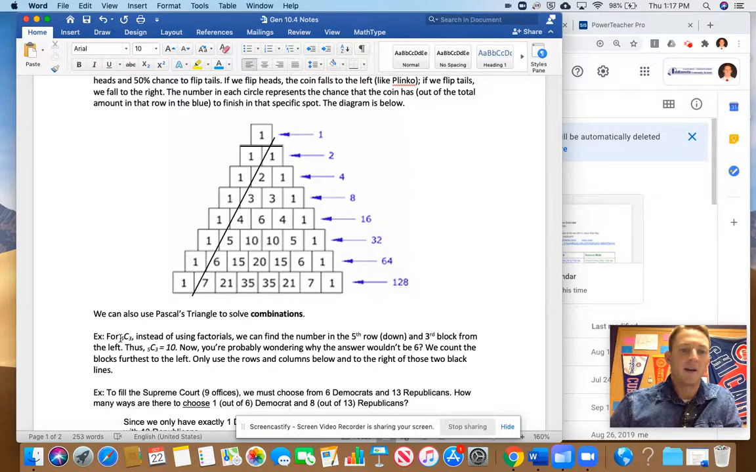So if we had a 5 choose 3 combination right here, we would start in this box right here. We don't use the furthest boxes to the left. We're starting right here at the 1. We would go to the 5th row and then go to the 3rd box. So box 1, box 2, box 3. This is our 5 choose 3. So our answer to the combination would be 10.